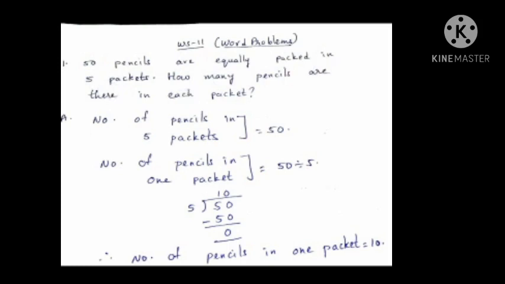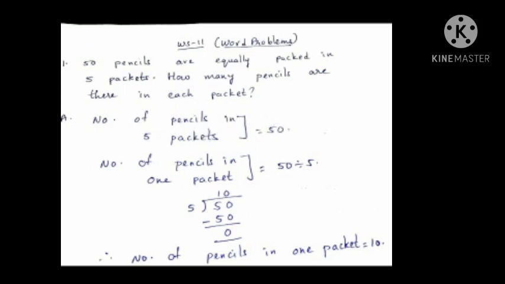How many pencils are there, children? 50 pencils. In how many packets are they packed? In 5 packets. They are asking to find out pencils in each packet. Each packet means 1 packet. Answer. Number of pencils in 5 packets. How many pencils are there in 5 packets, children? 50. So we'll write 50.